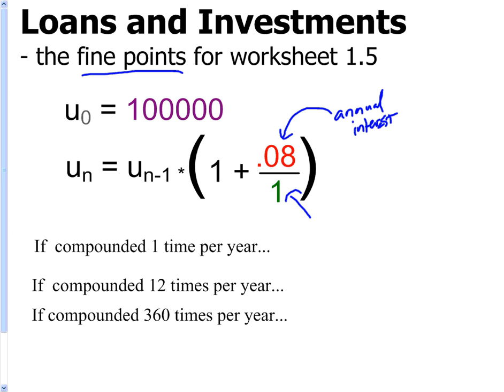So if you compound it once, it's really easy to figure out how much money you should have. And I bet you can do this in your head. If I use a 1 there, then it's really 1 plus 0.08 over 1, which is just 1 plus 0.08, which is 1.08. What is 100,000 times 1.08?